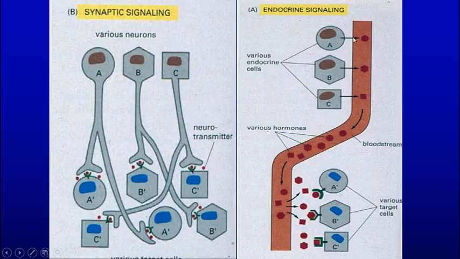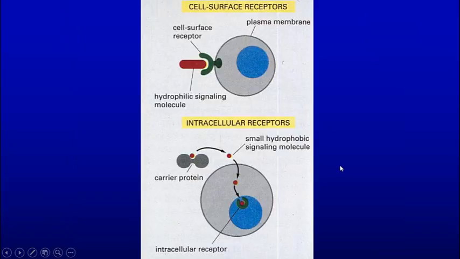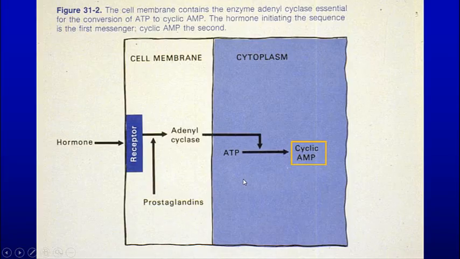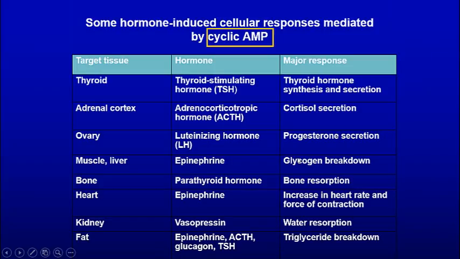So cell A produces a hormone that interacts with targets A, B, C. Some of the receptors on the cells are located on the surface, and a second messenger comes in to stimulate the cell. Others are actually located in the cytosol or maybe in the nucleus itself, and a carrier protein would carry the hormone into the cell. Now, with the second messenger, we have a hormone with a receptor that causes cyclic AMP to be produced.